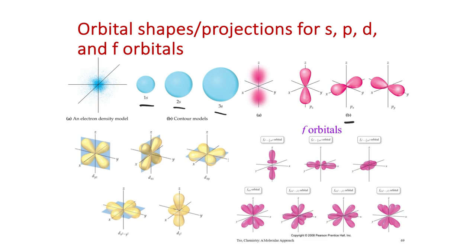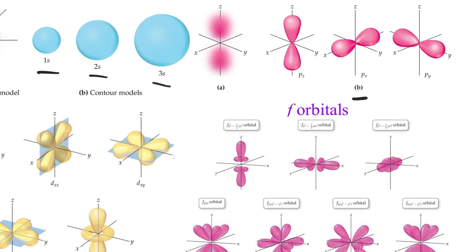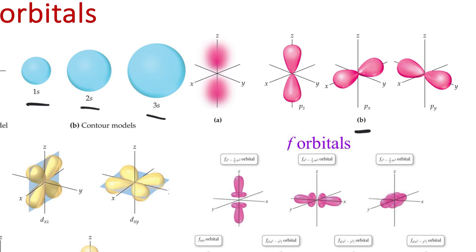This is showing us the p orbitals. So we have, let me zoom in here. So our p orbitals, we have like a px orbital. Notice that it's on the x-axis. The py is on the y-axis. The pz is on the z-axis.